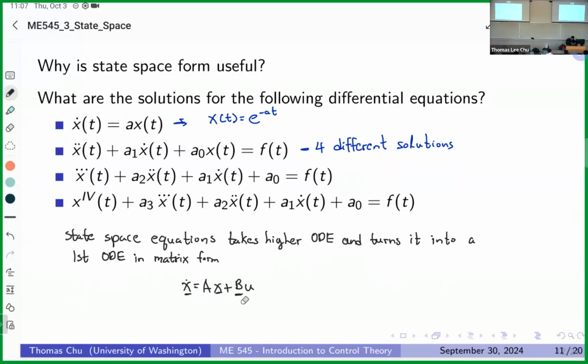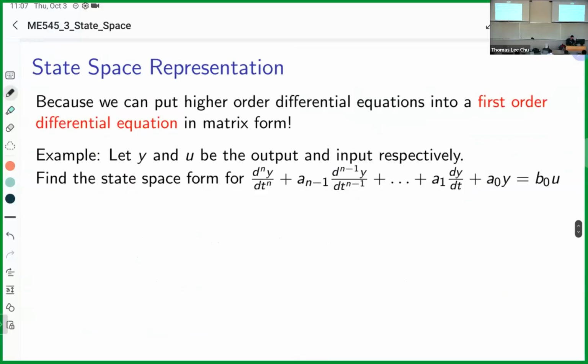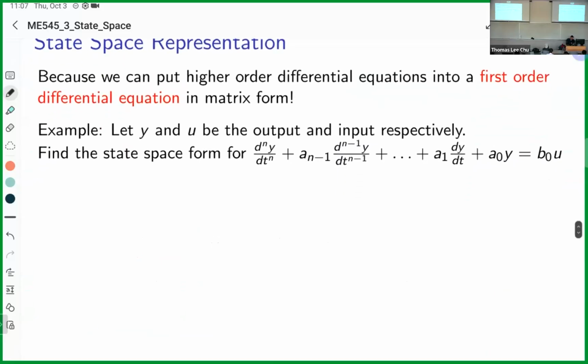This is a first order differential equation in matrix form, and that's why we love it. The solution to a first order differential equation is x of t equals e to the minus at, that's the natural solution. And that's the punchline: because we can put higher order differential equations into a first order differential equation in matrix form, it's very, very powerful. So let's go over this example.